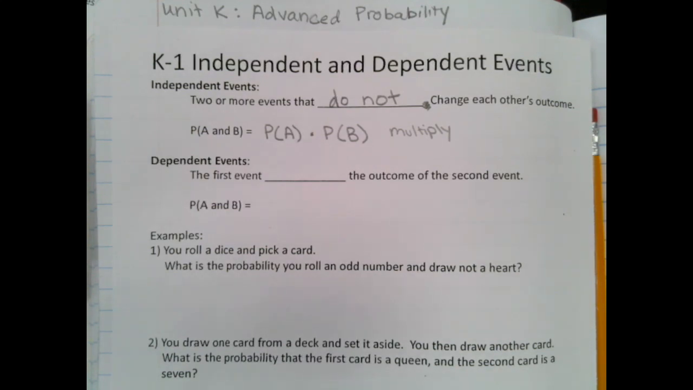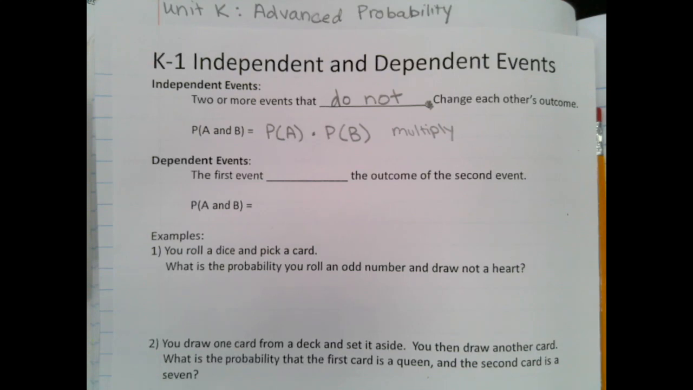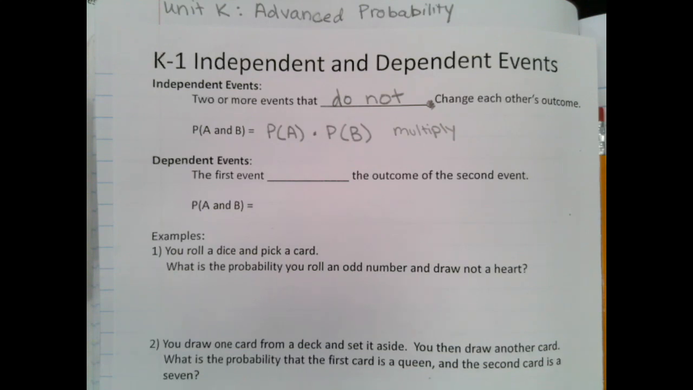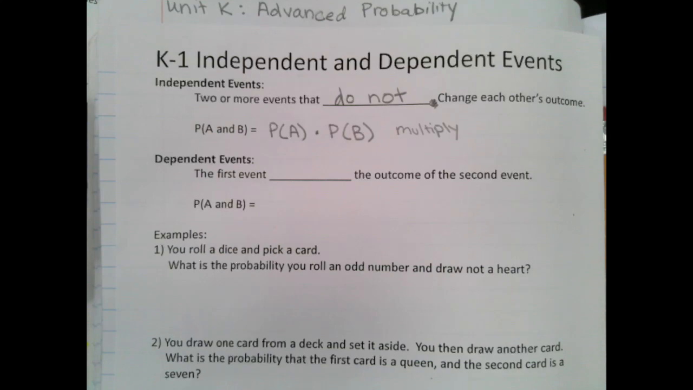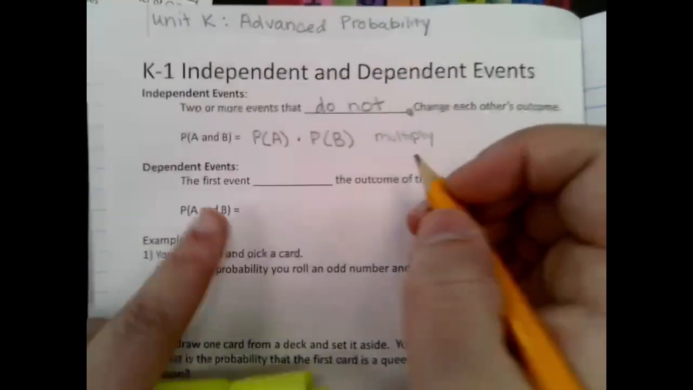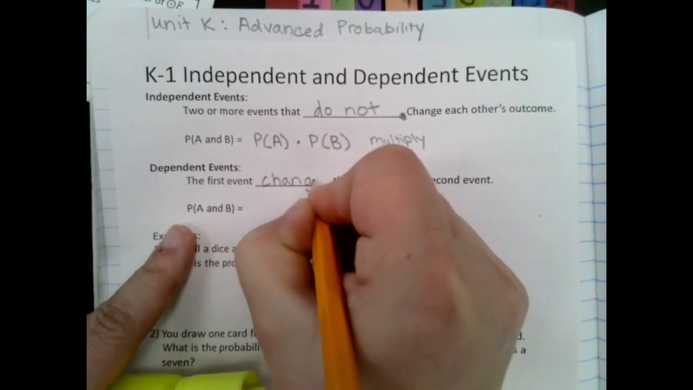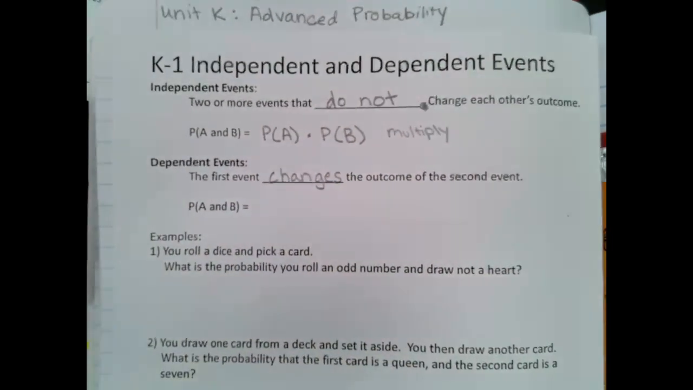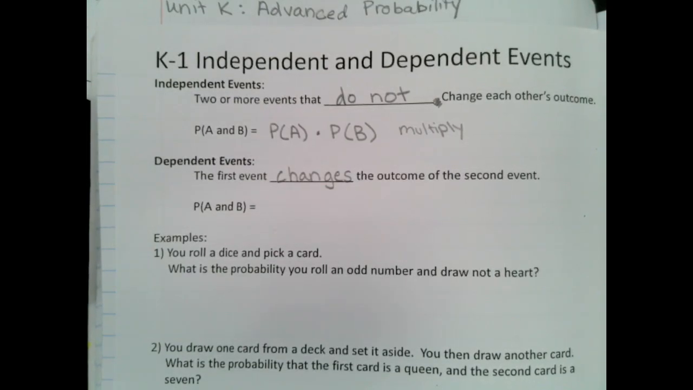Most of you will be claimed as dependents because somebody else generally pays for where you live. They generally pay for most of your groceries. They generally pay for most of like your school supplies. Not always, but for most of us, we'll be claimed as dependents because we depend on someone. We need someone else. So dependent means that the first event changes the second event, the outcome of the second. The first event changes the outcome of the second event.